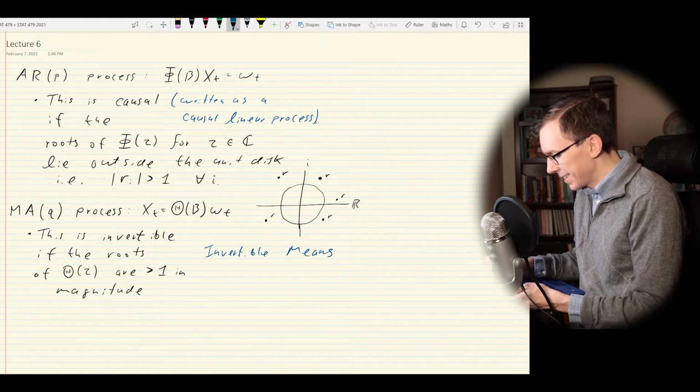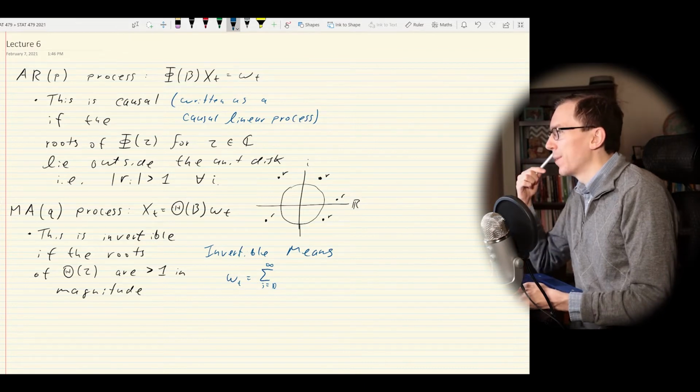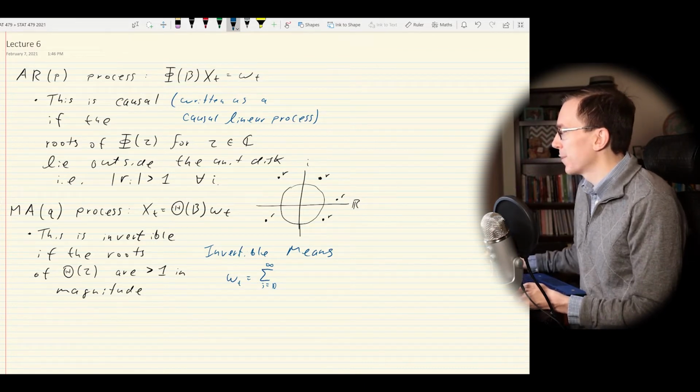Invertible means that we can write WT in terms of some type of a series. Let's see, we need, let's say, the sum over j from 0 to infinity of, I forget what coefficients I used. I think they were thetas? I'm trying to keep the notation the same.